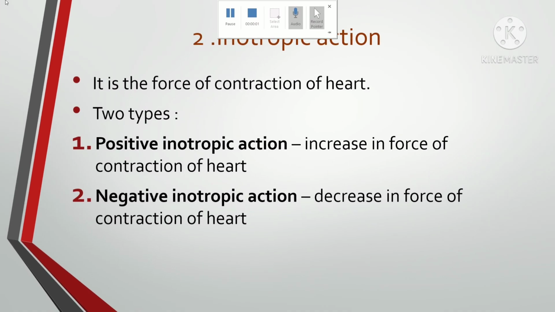Yeah, second action of heart. The second action of heart is the inotropic action. It also consists of two types, positive and negative. Always remember, whatever action we are studying, every action has two types, either positive or negative, and the functions are easy. If one is increasing, then the other will decrease. Let's move to inotropic.